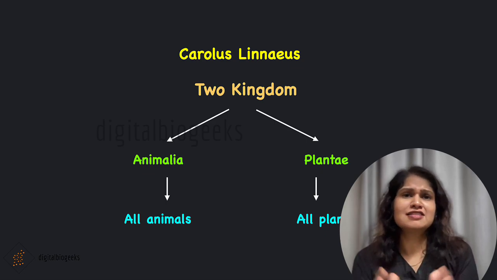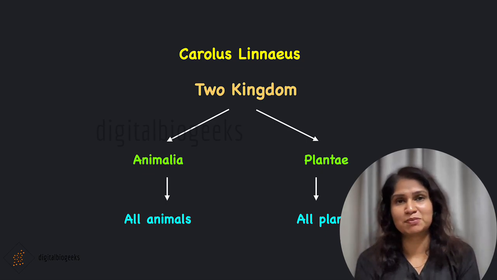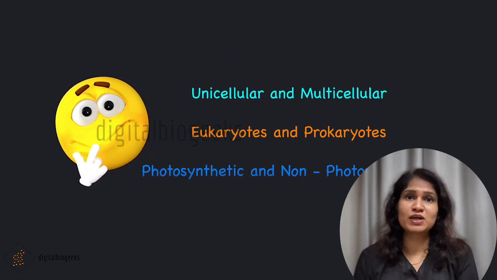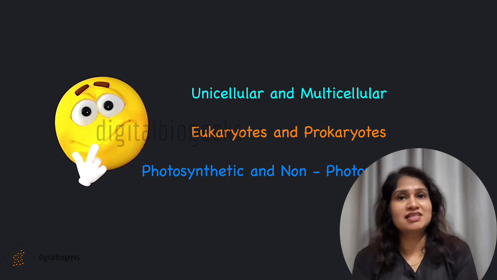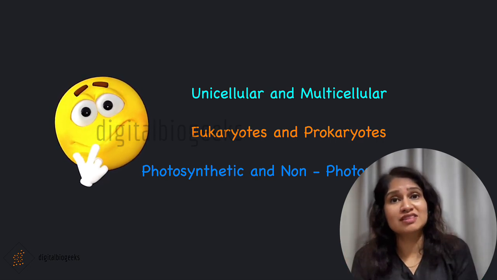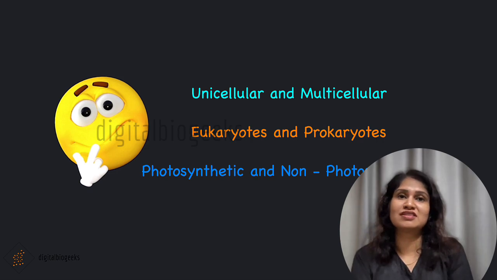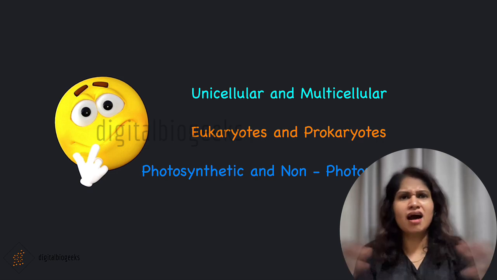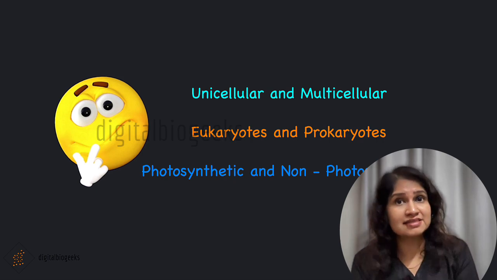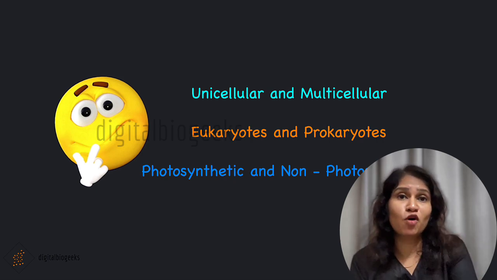At first, this two-kingdom classification served the purpose. However, there was some inadequacy. This system could not distinguish between unicellular and multicellular organisms, eukaryotes and prokaryotes, photosynthetic organisms and non-photosynthetic organisms. A large group of organisms come under these categories. Hence, there was a need to modify the two-kingdom classification.